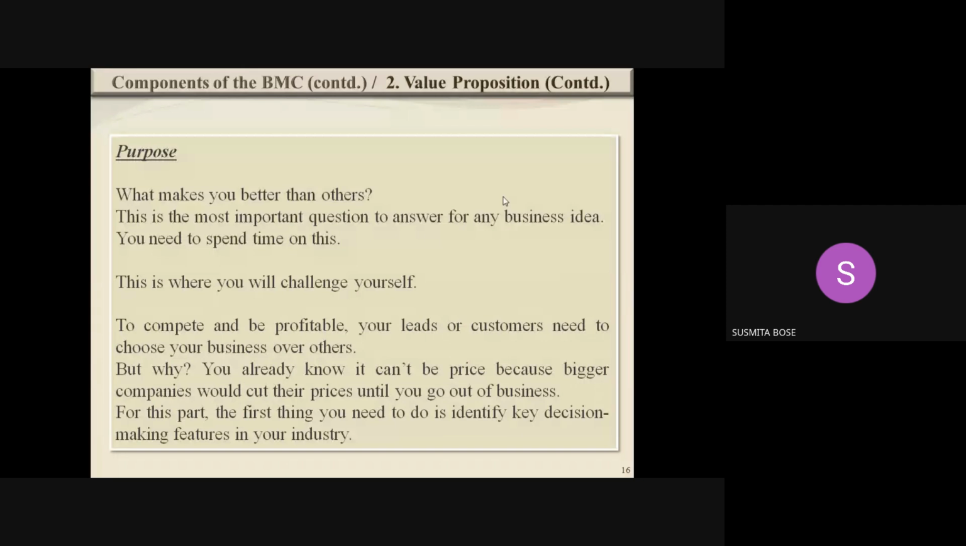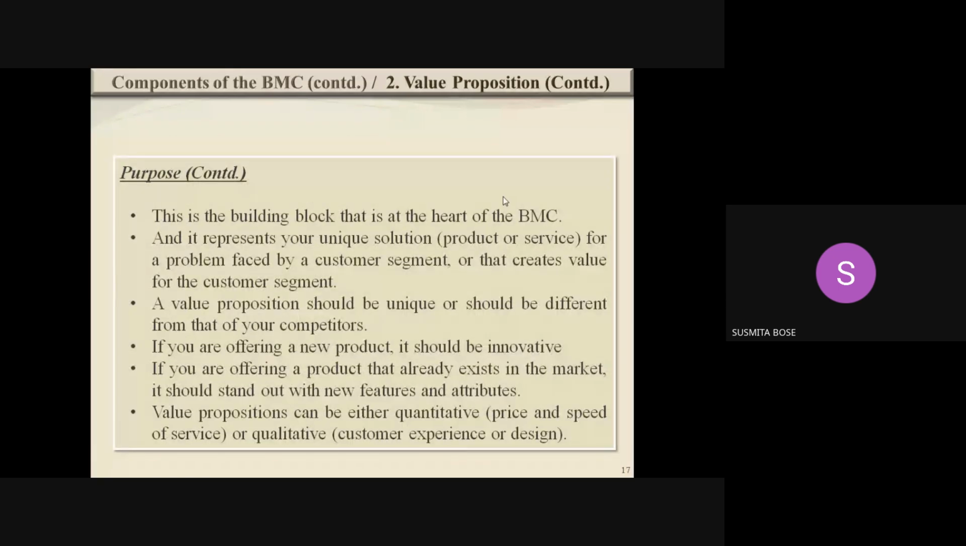So reducing the price cannot be your solution. For this part, the first thing you need to do is to identify key decision-making features in your industry. In which industry are you? You'll have to find out the key decision-making features in your industry and how you can make your product unique, better than others. Because of that, the customer will be forced to choose your product, not the others, even if there are biggies or giants already existing in the market.